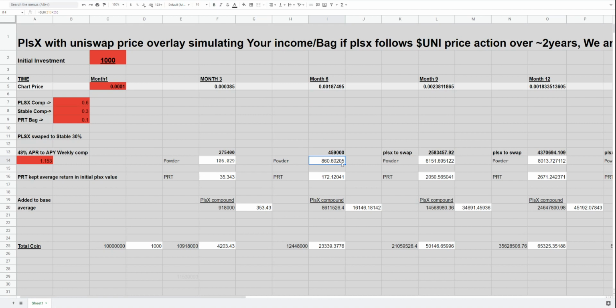We're going to put away in our safety bag $860 of stable. We're going to keep $172 of this third party token, and we're going to compound 8 million PLSX coins at this point. That's going to be roughly 16K. Our PLSX bag that we're continuing to compound with is $23,000.